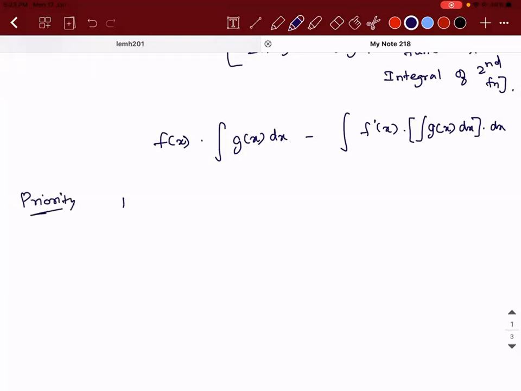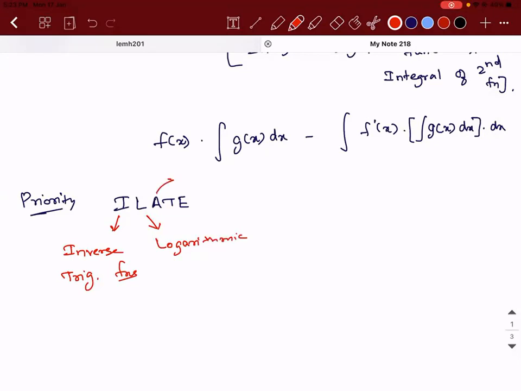So priority is based on a rule called ILATE, where I stands for inverse trigonometric functions, L stands for logarithmic functions, A stands for algebraic functions, T stands for trigonometric functions, and E stands for exponential functions.